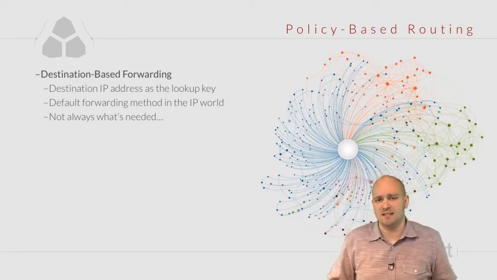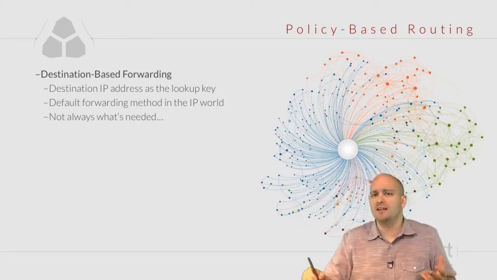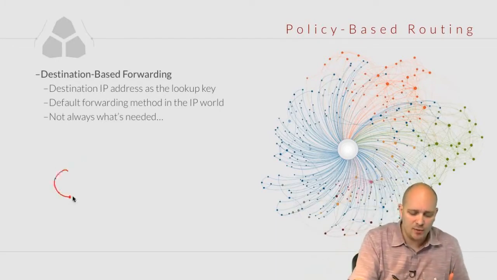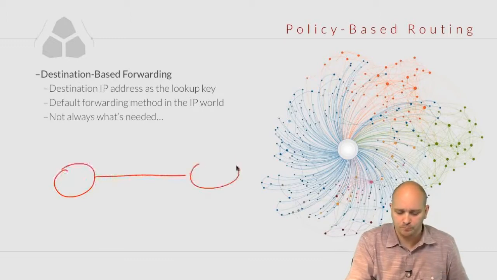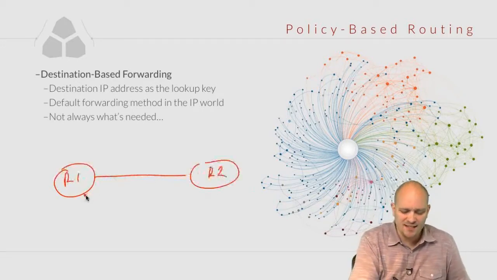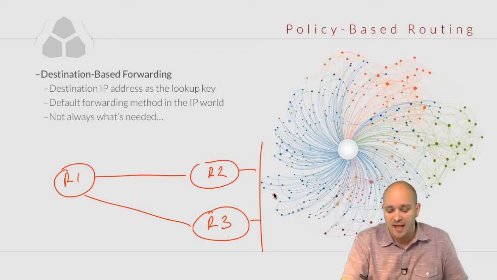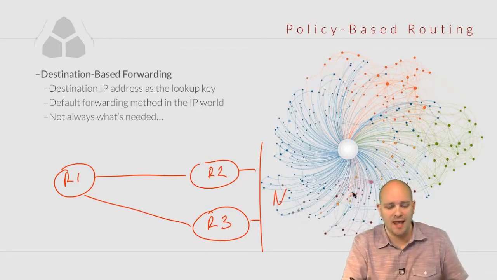In some cases, we want to perform a different kind of forwarding. So let's take a look at one example. Let's say that we had two routers, R1 and R2, that are directly connected. And let's add a third router to the mix, let's say R3. And here behind R2 and R3, let's say that I had some network N.